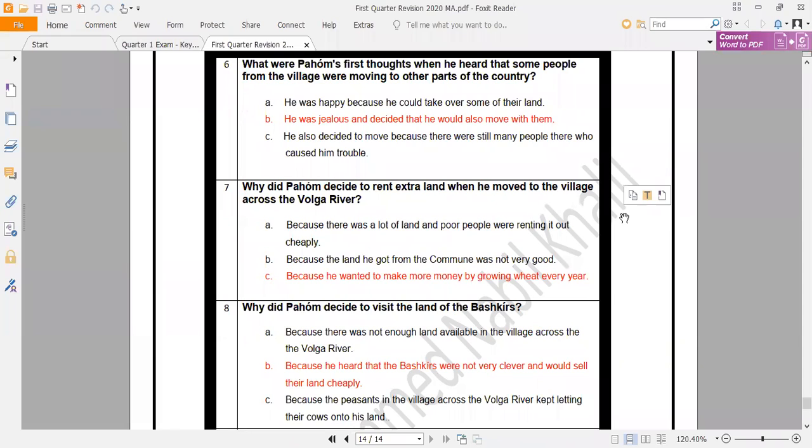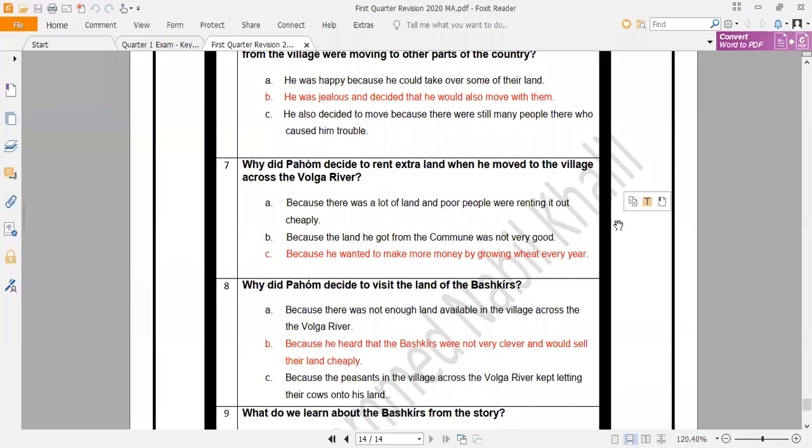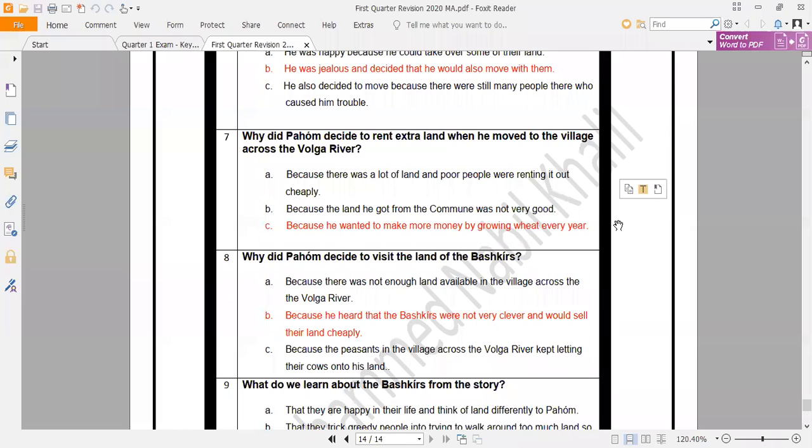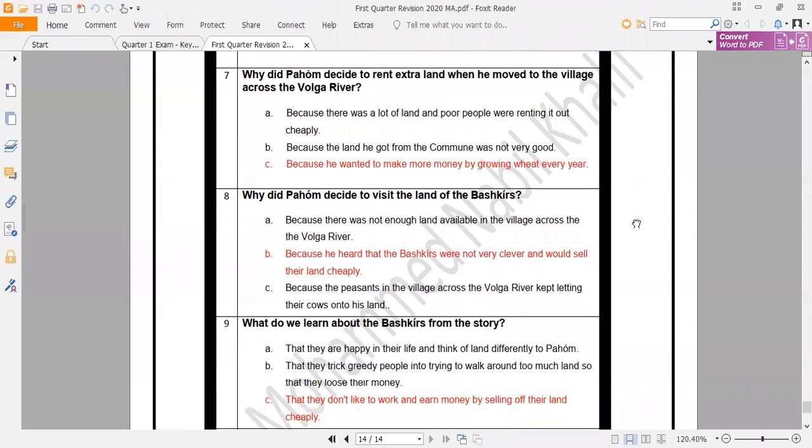Why did Pahom decide to rent extra land when he moved to the village across the Volga River? Because he wanted to make more money by growing wheat. Pahom moved several times in the story. If we read the entire story, we would know about each time he moved. So when he moved across the Volga River, he wanted to grow wheat and make more money.